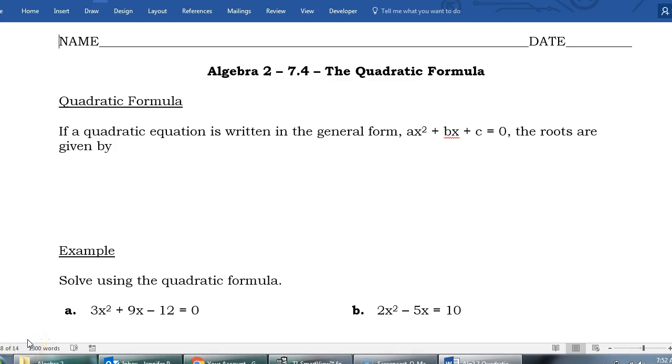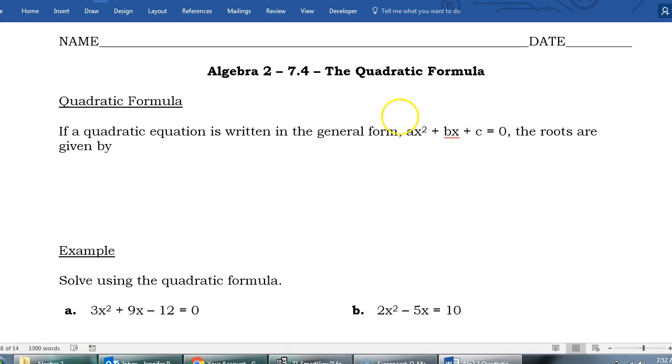This is Algebra 2, Lesson 7.4, and today we're going to use the quadratic formula to solve equations that are written in general form. So far we've talked about taking equations out of general form and into factored form so we can solve them, taking them out of general form and putting them into vertex form so we can solve them, and now we're going to solve them straight from general form without having to do any converting.